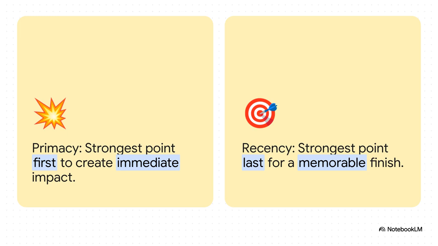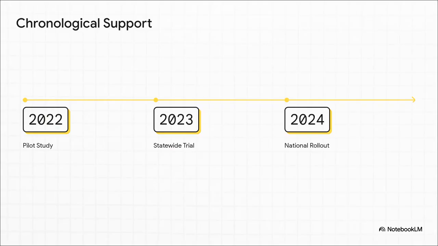Recency is the opposite. You save your knockout punch for the very end, so it's the last thing they hear and the thing they remember most. So which one do you choose? Well, use primacy if you need to grab them by the collar and challenge their thinking right away. Use recency if you want your big takeaway to be the thing that echoes in their minds long after you're done speaking. And hey, just like with your big ideas, you can also arrange your supporting details chronologically.